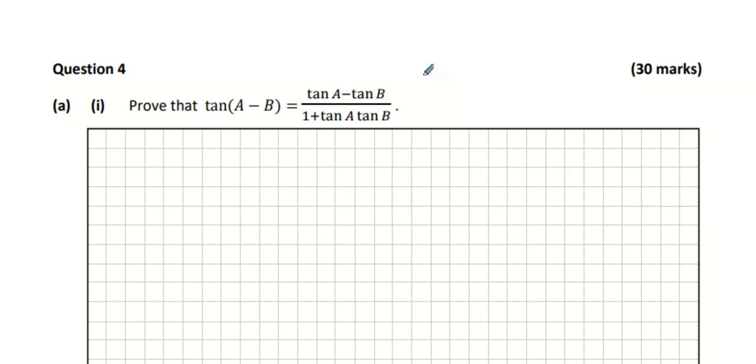Marking scheme at this one. So when you go to page 14 of your tables, you're asked to prove this identity using one of the other identities on page 14.